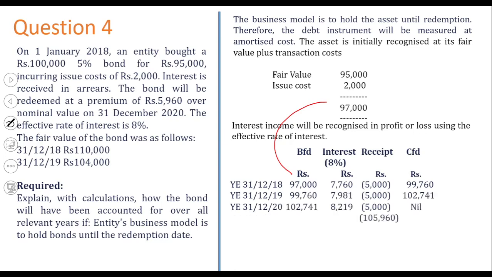That will go to the third year. In the third year we are getting 5,000 interest plus, they are saying that at maturity we are receiving it with a 5,960 premium. So with that, the balance is going to be 0. In the first year P&L, you are recognizing interest income of 7,760, second year 7,981, third year 8,290.